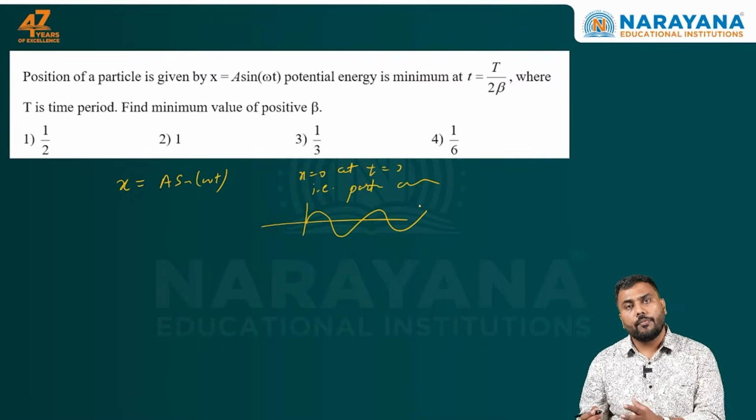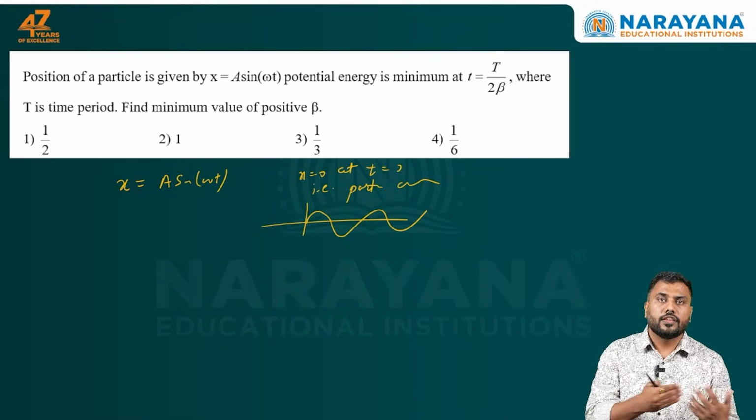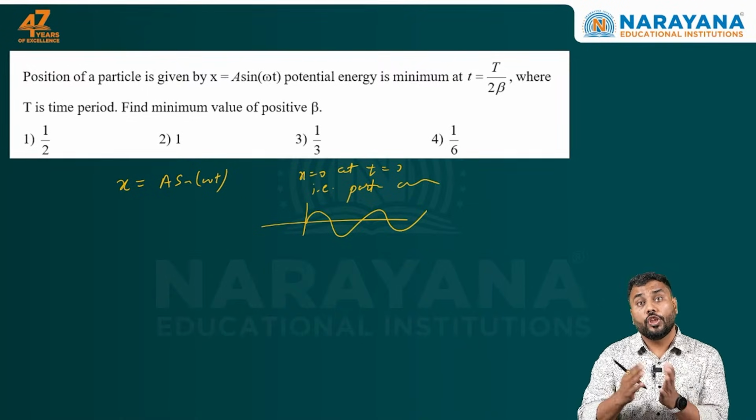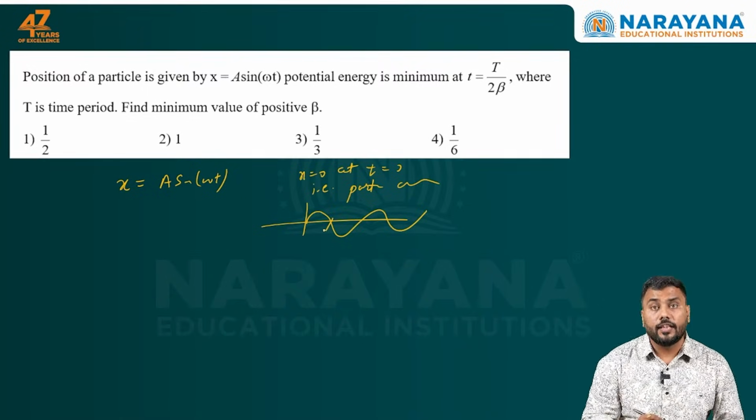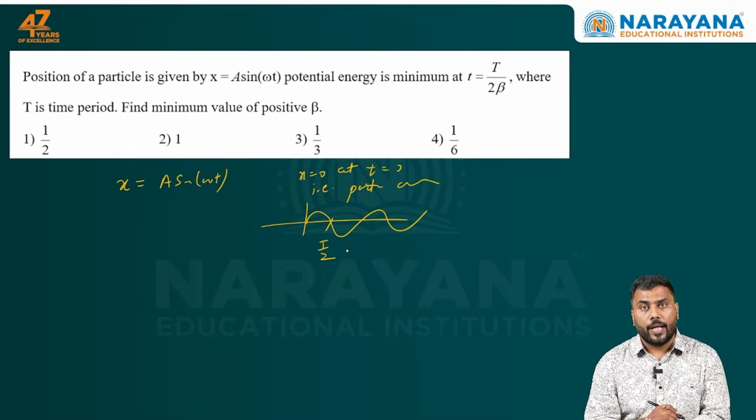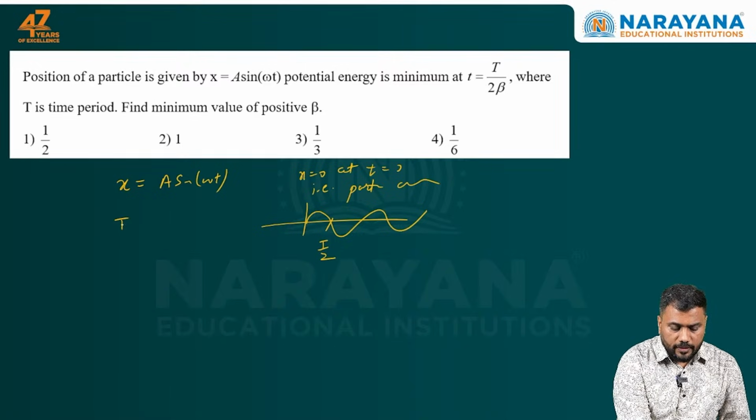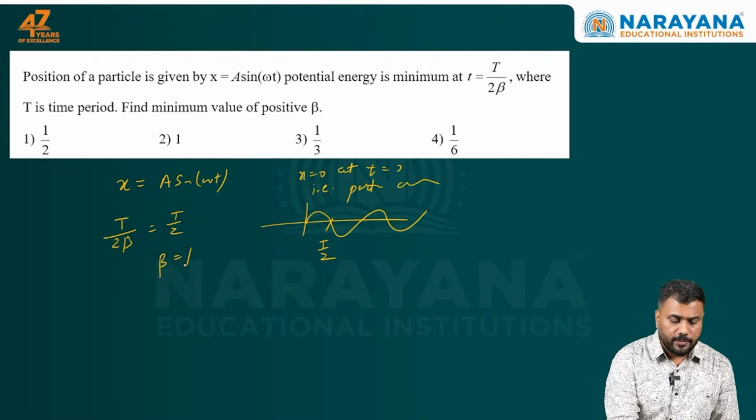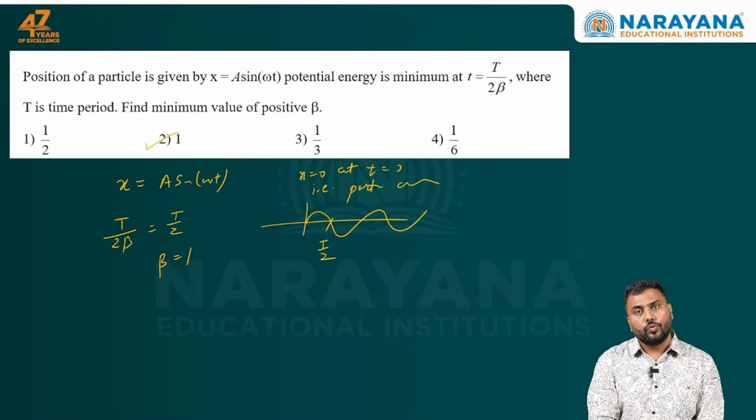We know in simple harmonic motion that potential energy is just a function of position. When position is 0, the potential energy is minimum. So potential energy is going to be minimum again when the particle reaches the mean position. That will happen at minimum time of T by 2, time period by 2. So to get T by 2 beta as T by 2, I should get beta minimum as 1. So the best possible answer of this question is option 2, 1.